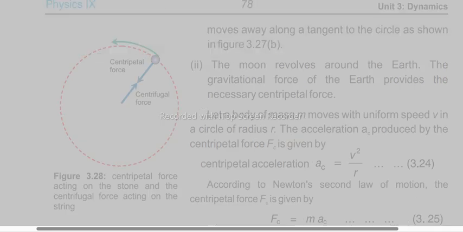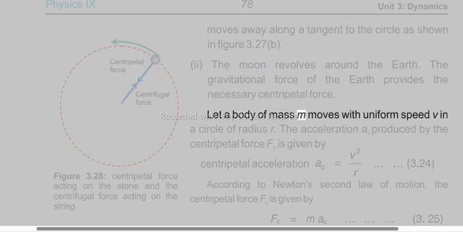Physics 978, Unit 3, Dynamics. Moves away along a tangent to the circle as shown in figure 3.27, b. 2. The Moon revolves around the Earth. The gravitational force of the Earth provides the necessary centripetal force.